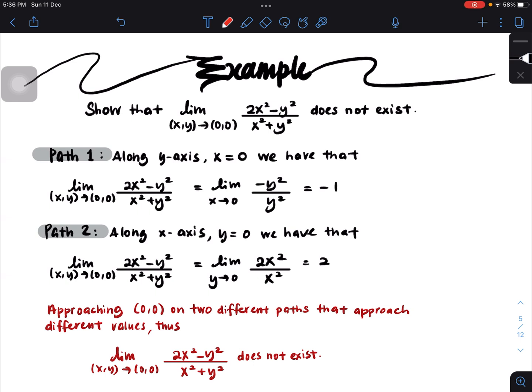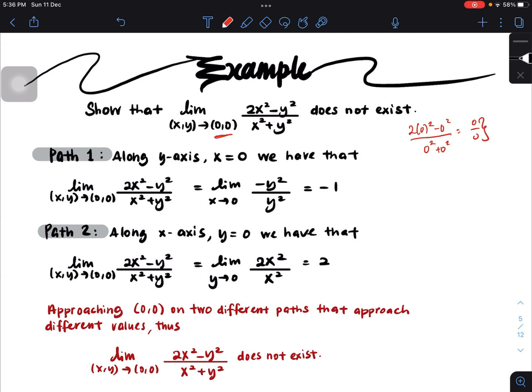So now we want to find the limit. The first thing you need to do is substitute the values of x and y into our function. If you substitute, you will get (2(0)^2 - 0^2)/(0^2 + 0^2). You will get 0 over 0. So this is an undefined condition.